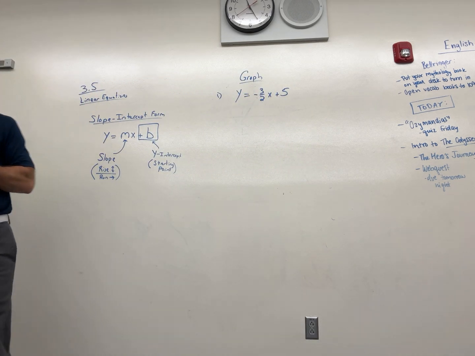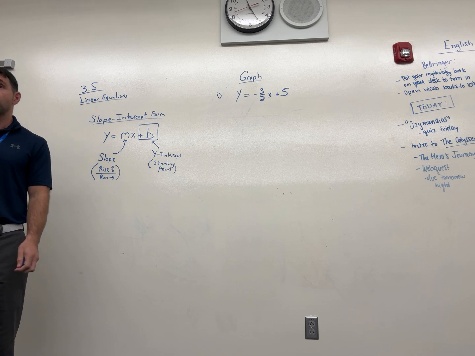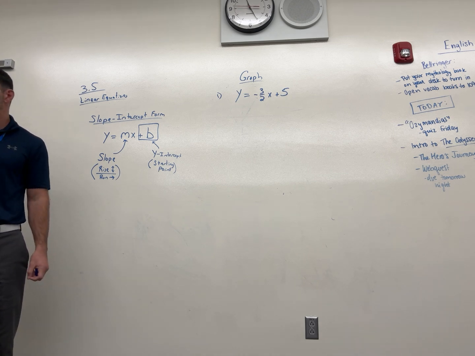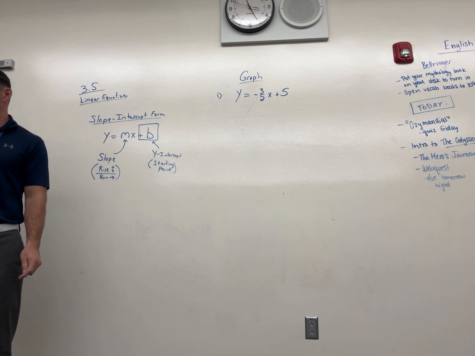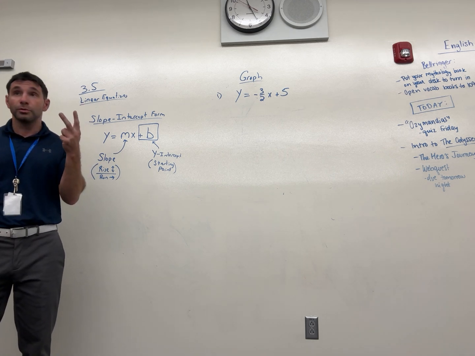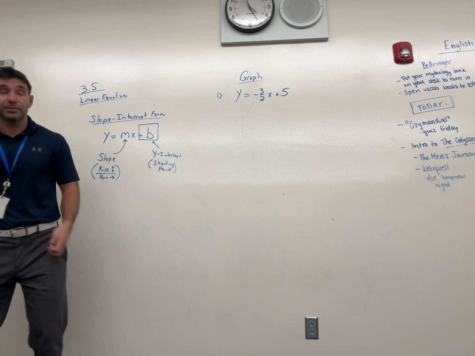Okay. So, question number 1 we ask ourselves: is it in slope-intercept form? Yes. How do we know? There's a y. The y is by itself. It's isolated. Question 2, what's my slope? What's my y-intercept?